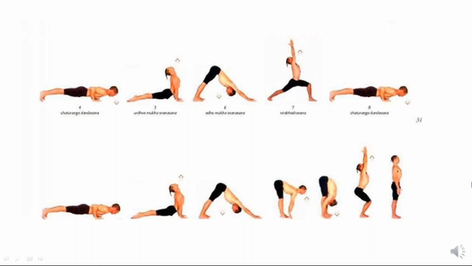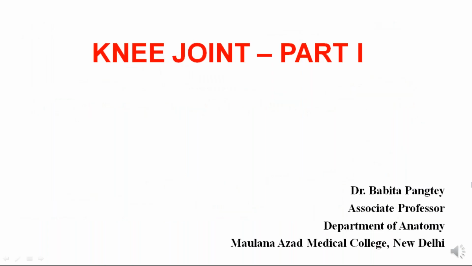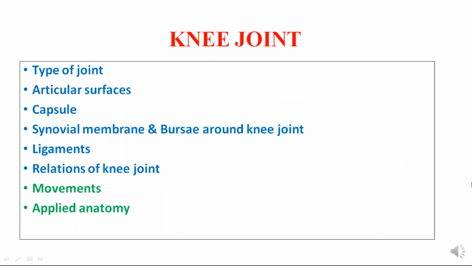We'll be learning the knee joint under the following headings: the type of joint, its articular surfaces, the capsules and the ligaments surrounding the knee joint, synovial membrane and bursae around the knee joint, and the relations of the knee joint in today's lecture. The subsequent portions of the knee joint, like movements and applied anatomy, will be done in the second part of the knee joint lecture.